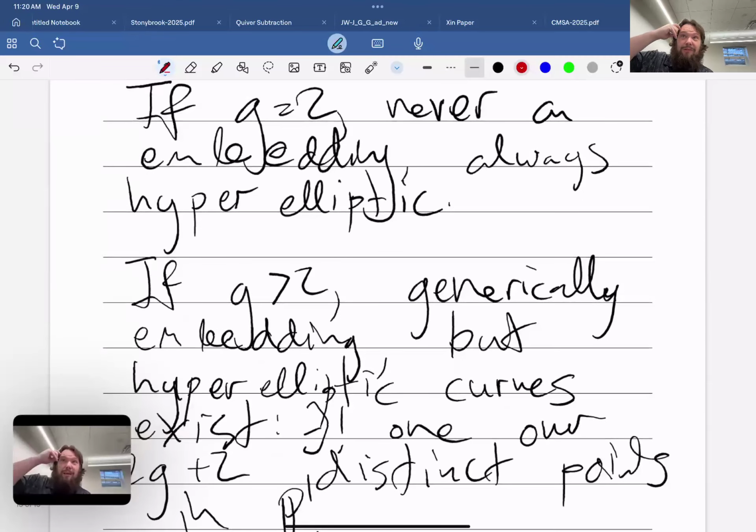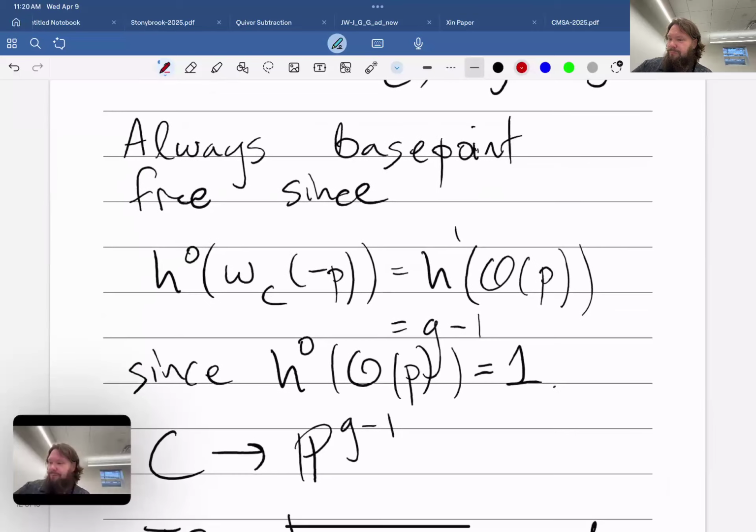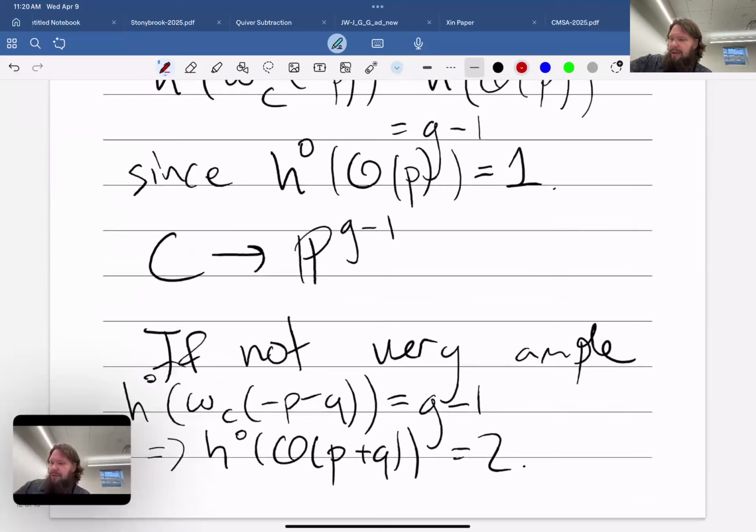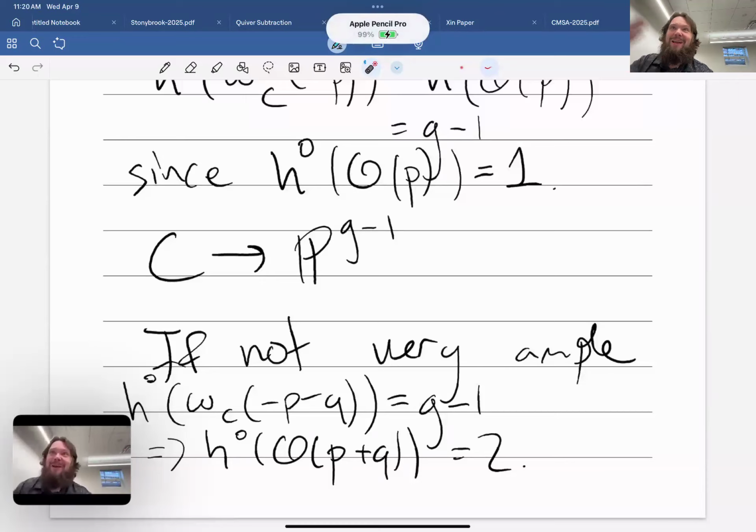If g equals 2, if you just think about the numerics, then this guy has degree 0. So in particular, the structure sheaf, which is the identity of the Picard group, is going to satisfy this. It's going to have a 1-dimensional space of sections. Right, the genus 2 property tells you that the canonical bundle has a 2-dimensional space of sections, so it gives you the map to P1. That's probably what I should have said. We're getting a map to P^(g-1), so if g is 2, we get a map to P1, and we're hyperelliptic.